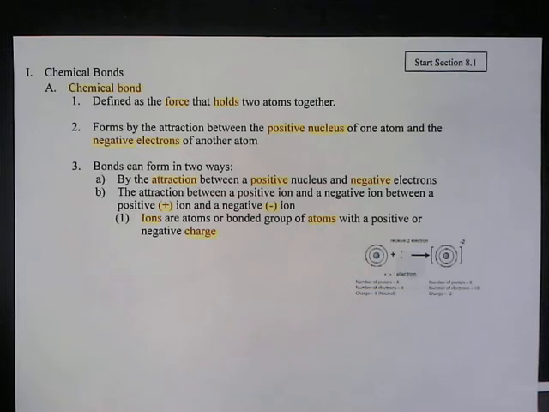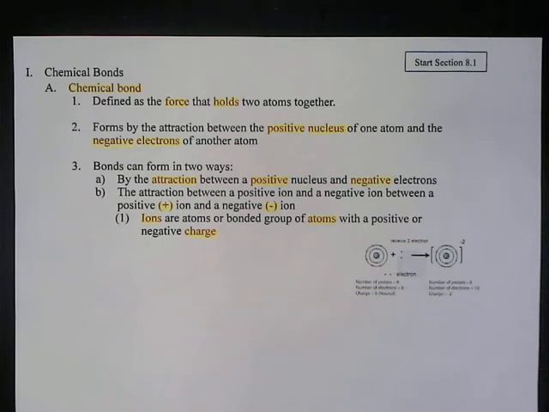Today we're going to talk about section 8.1, which deals with forming chemical bonds. The objectives of this lesson are to define a chemical bond, relate chemical bond formation to electron configuration, and describe the formation of positive and negative ions.